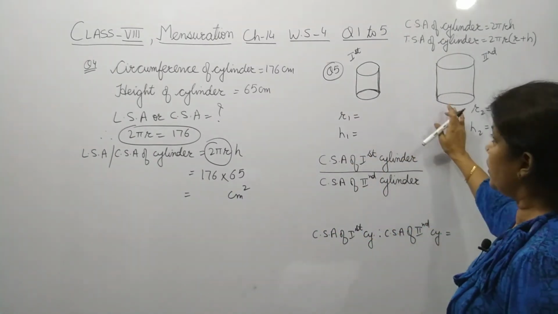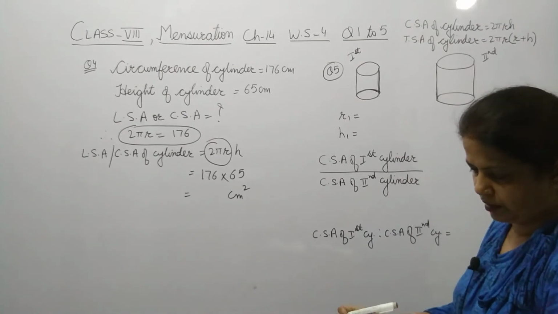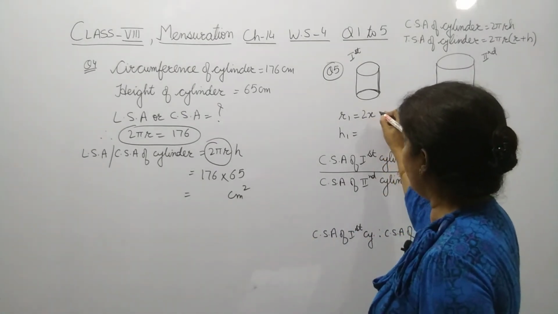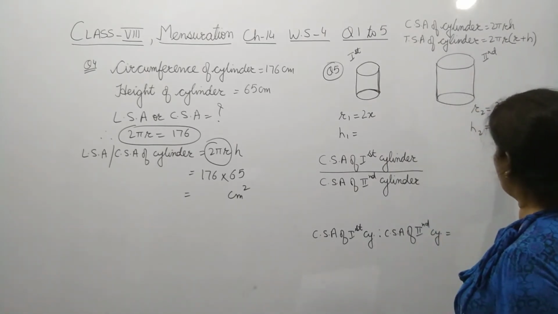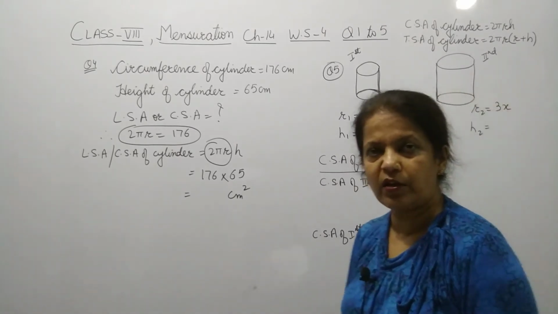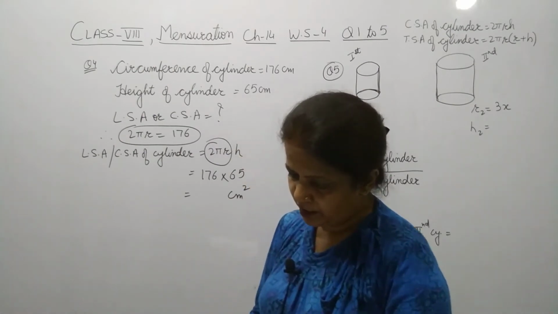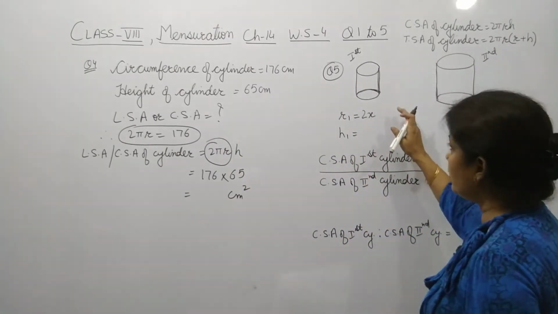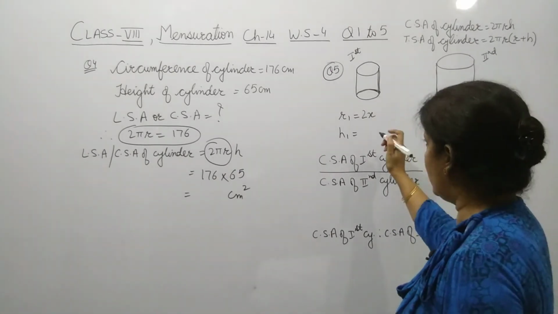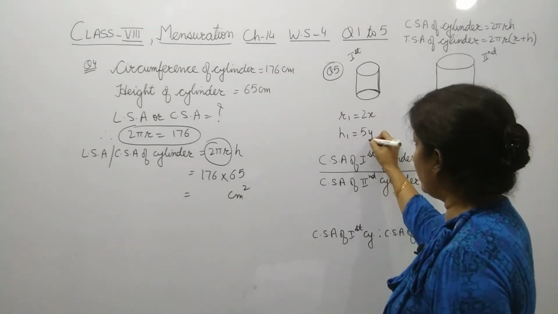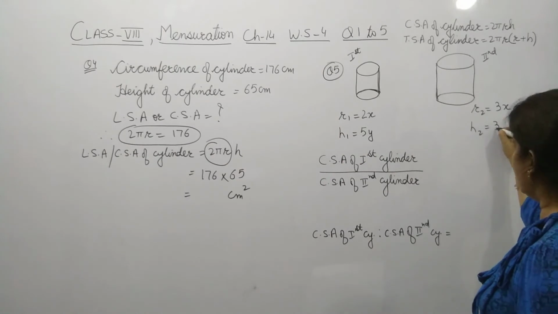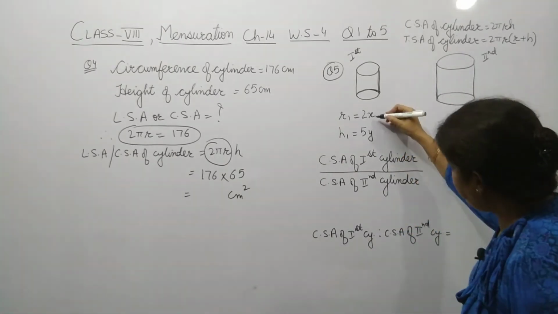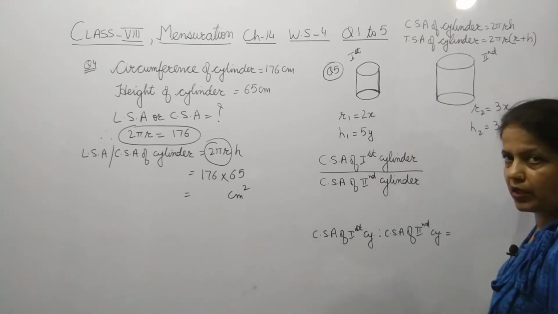In question fifth, it is given that the radii of two cylinders are in the ratio 2:3. So we will take the first radius as 2x and here we can take it as 3x, the second cylinder radius. Further, it is given the heights are in the ratio 5:3. So we will take it as 5y and here 3y.